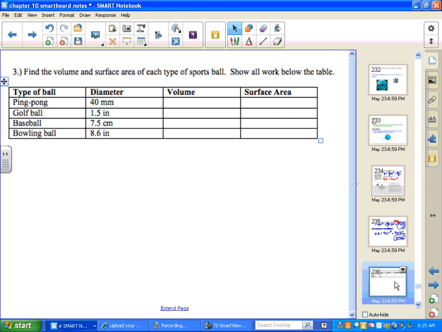Okay, I want you to flip over to the next page of your notes. There's two things I want you to do for homework. Okay, I want you to circle the ping pong and the golf ball. You are finding, this is part of your homework, find the volume and surface area of the ping pong and the golf ball. I know this is so fun. Listen. Ping pong and golf ball.